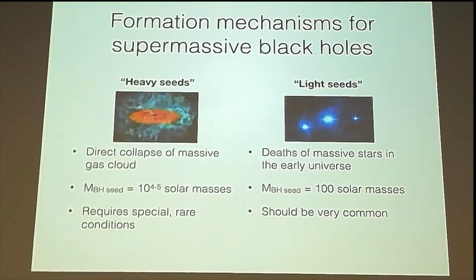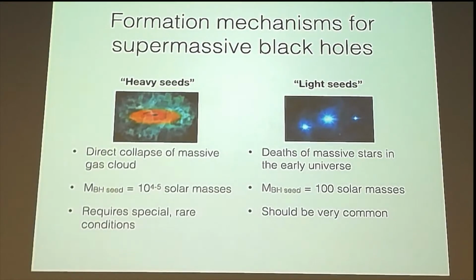On the other hand, we have light seed models where the seeds of today's supermassive black holes would form through the deaths of very massive stars in the very early universe. These are called population 3 stars, and they were much more massive than the ones that we observe forming today. And this would leave behind a black hole of initial mass of maybe 100 times the mass of our sun, so much smaller than in the direct collapse model. You might expect this to occur in most proto-galaxies in the early universe.